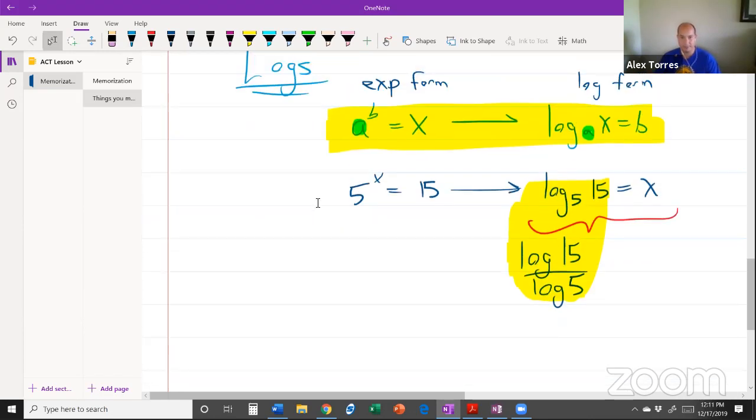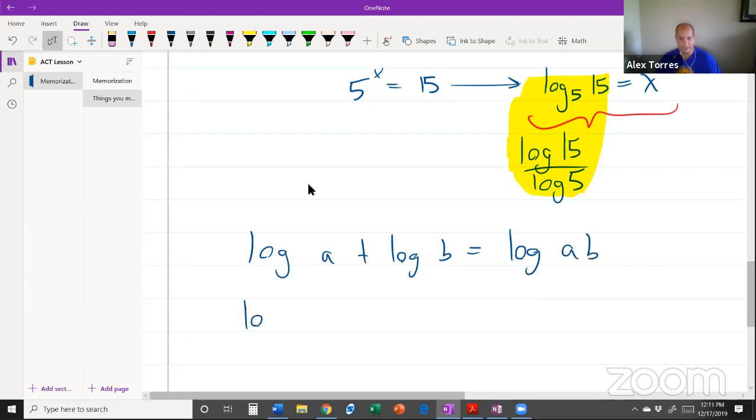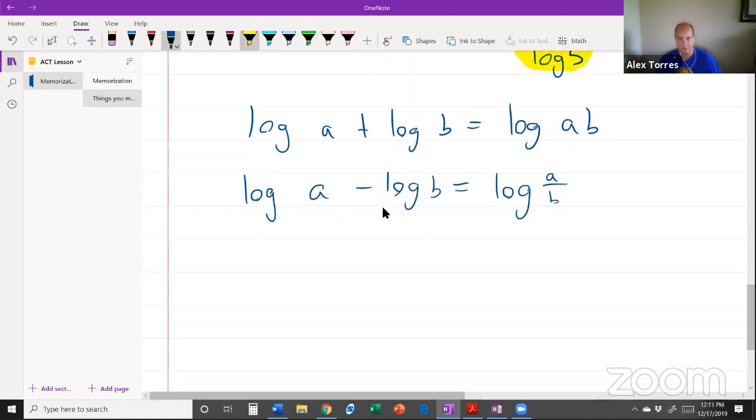And the next big one when it comes to logs is the idea that the log of a plus the log of b equals the log of a times b, and the converse, or the opposite, log of a minus log of b equals the log of a over b. So you can just imagine all sorts of little questions where something like this would come up.